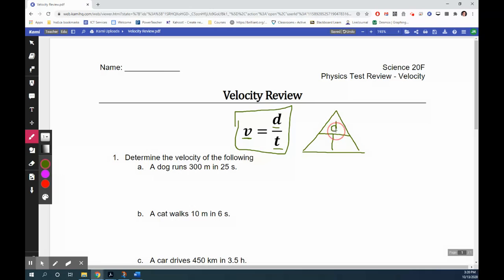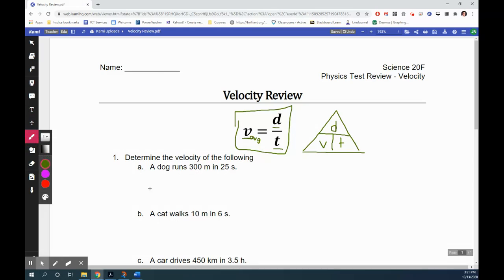d has to be over t, right? So d over t, and v equals d over t. So just like that. And remember, this is the average velocity. We kind of just assume that when we're doing questions like this, because we don't care about fluctuations in speed and time.